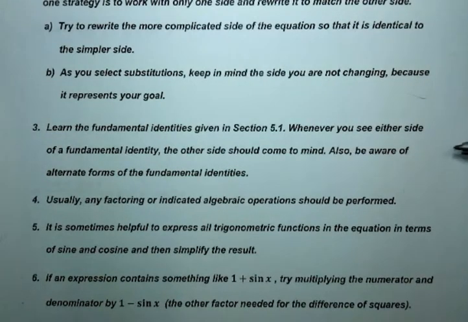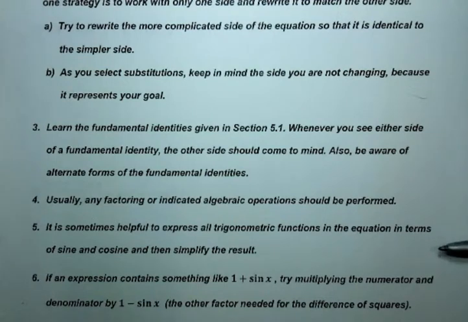The next four strategies are what we're mainly going to use in verifying identities. The biggest one is to learn the fundamental identities that we talked about in the last section. Know them well enough so that when you see either side of one of them, you should think of the other side of that identity. And be aware of the alternate forms of those identities, such as the ones we talked about in section 5.1. When we're trying to verify an identity, a technique we use a lot is to do any factoring or any other algebraic operations. Things like multiplying, distributing factors, simplifying rational expressions.